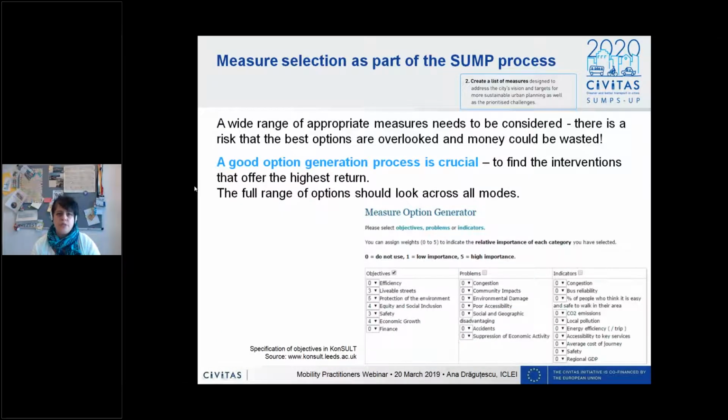I advise you to use a good option generator because this process is crucial to find the interventions that offer the highest return, as I said before. The full range of options should look across all modes, so don't forget any modes of transport.